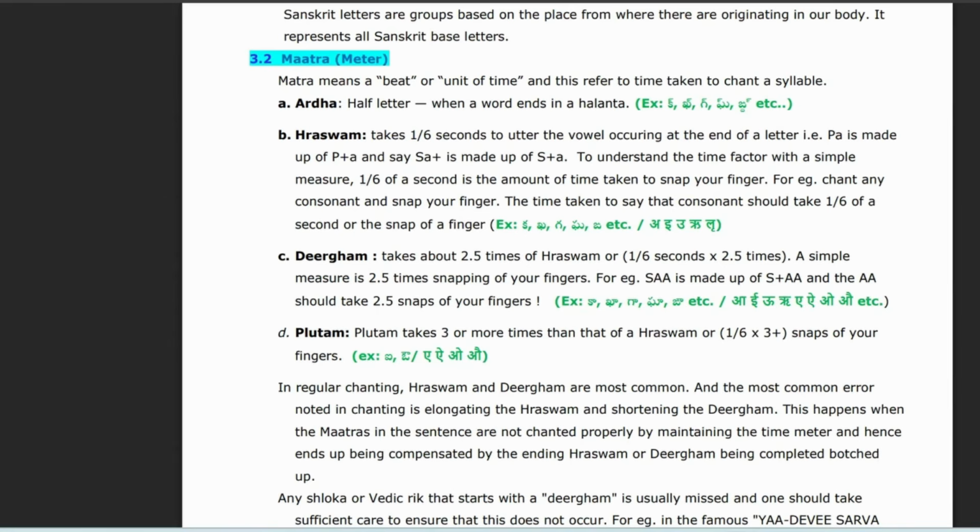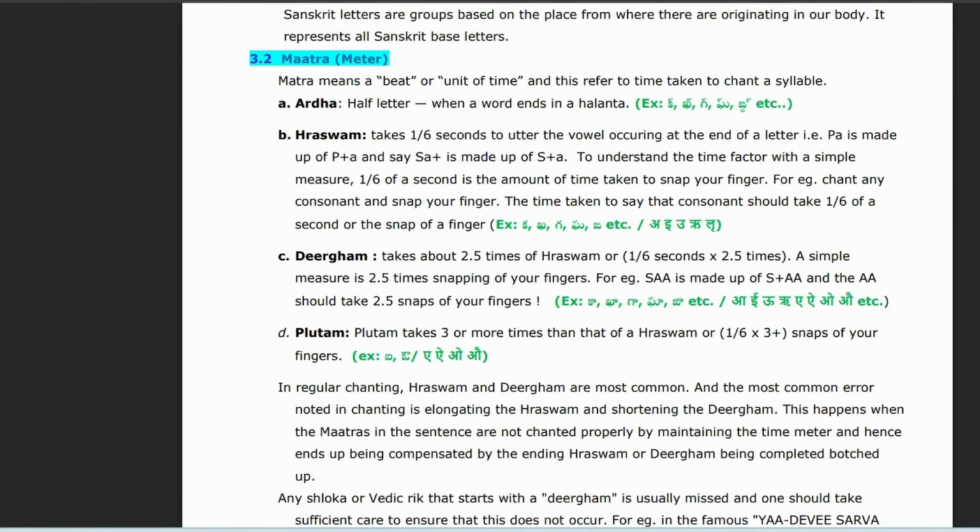The second one is the meter. It's called chandas. And there is hrasvam. First is ardha, the half letter. If it is ending with k, g, with a halanta, it's pronounced half. That is the first rule in the matras, or the meter. The second one is hrasvam. If it is a short letter, you just take a.